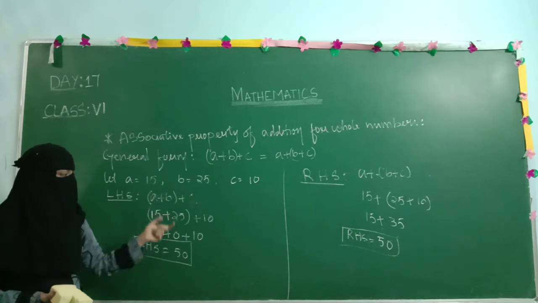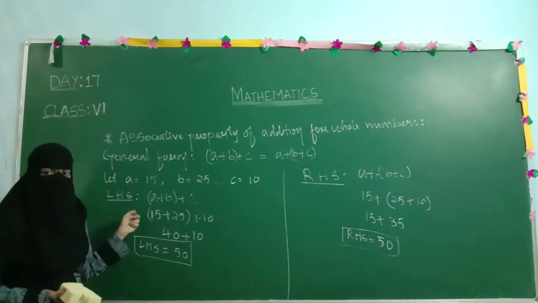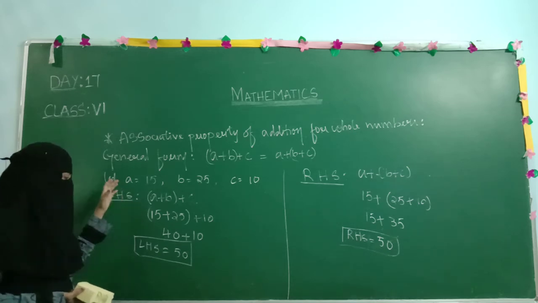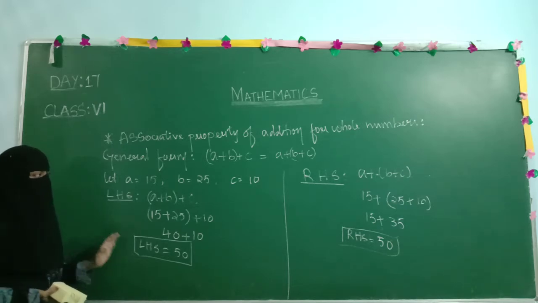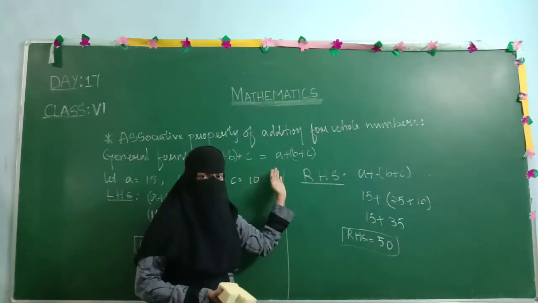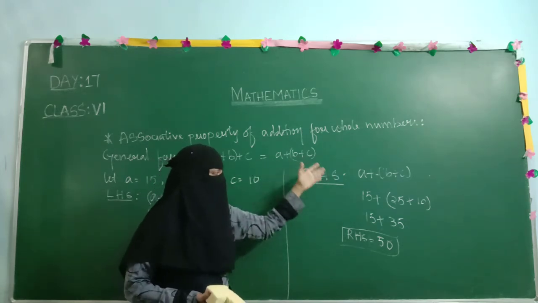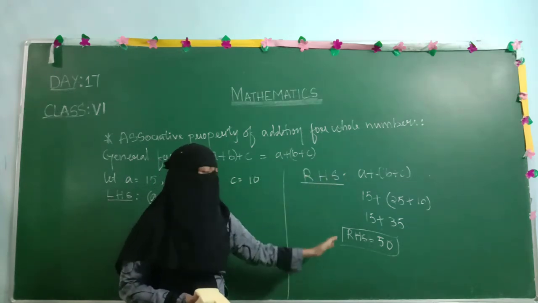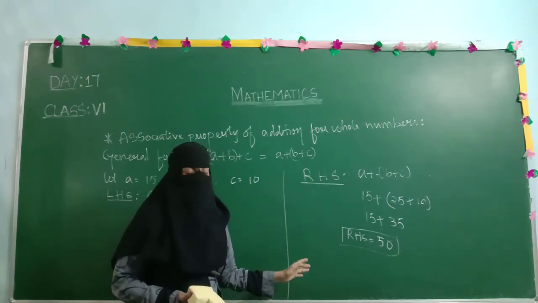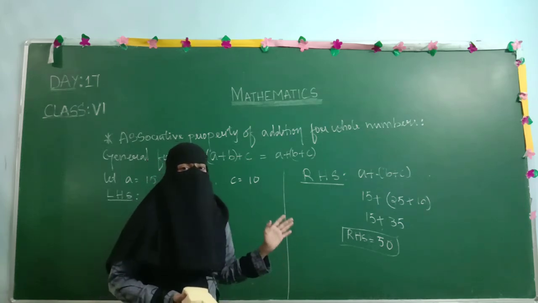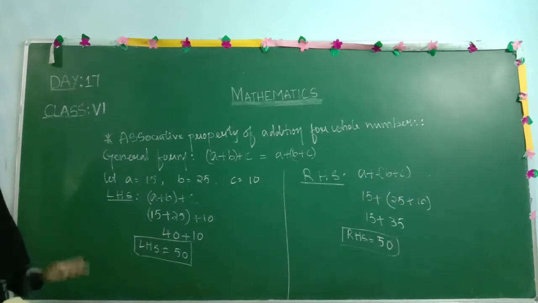As I said, we need to follow the BODMAS rule. Because of that, first I gave priority to the terms present within the bracket. Then we simplified this and got the LHS as 50. Then we took the other part, the RHS, which stands for right hand side, and took whatever condition is there. After substituting, I checked the result and observed that both LHS and RHS are equal. So as both are equal, we have concluded that whole numbers are associative under addition.